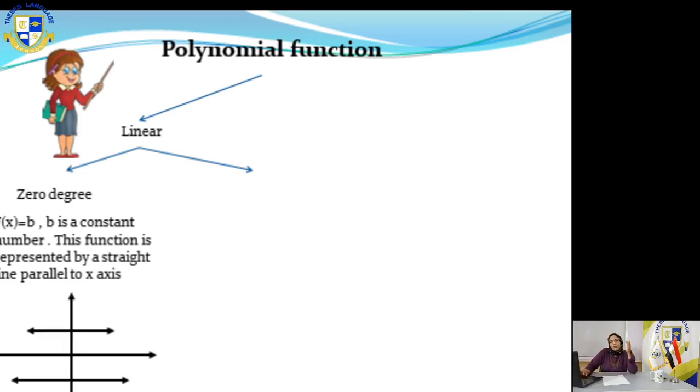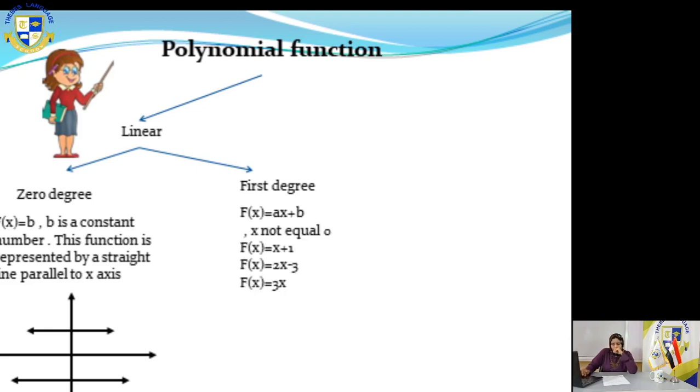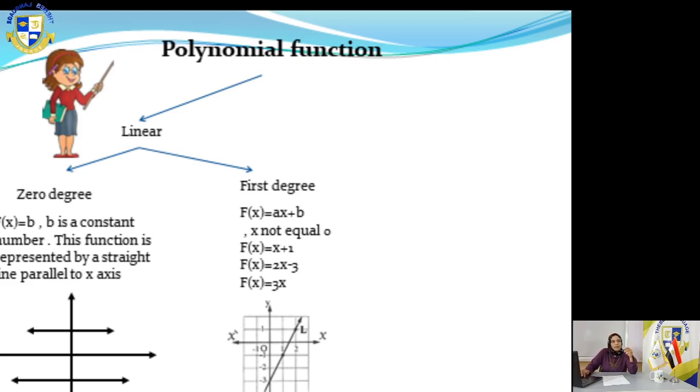Then we will move to the linear function of the first degree. It's represented by the polynomial function ax plus b, such that a is not equal to 0. For example, f of x equals x plus 1, f of x equals x minus 3, f of x equals 3x, and it is represented by the following graph.